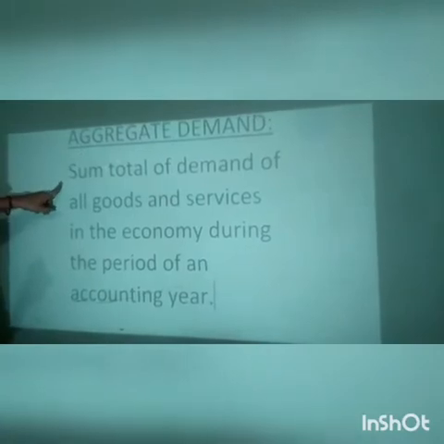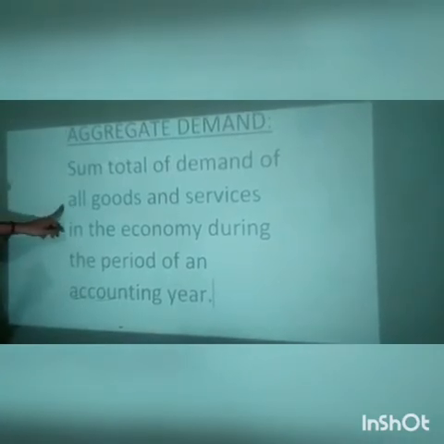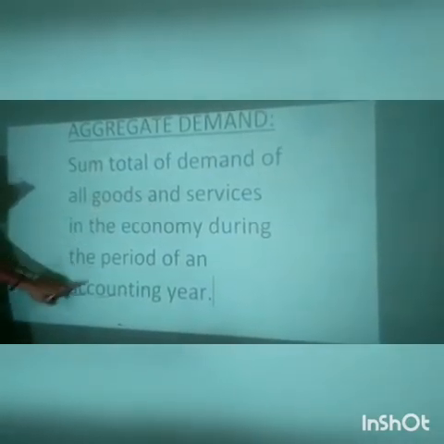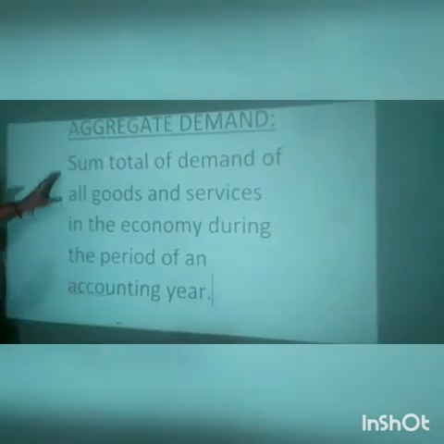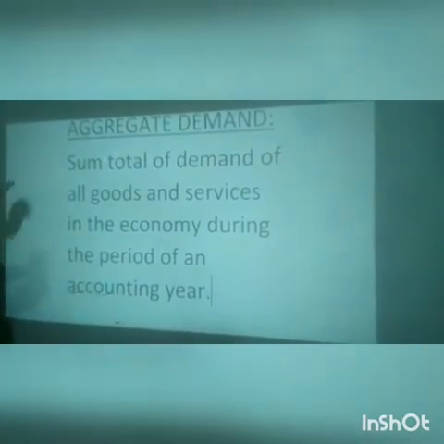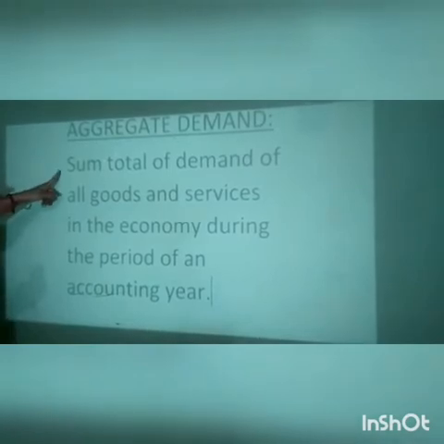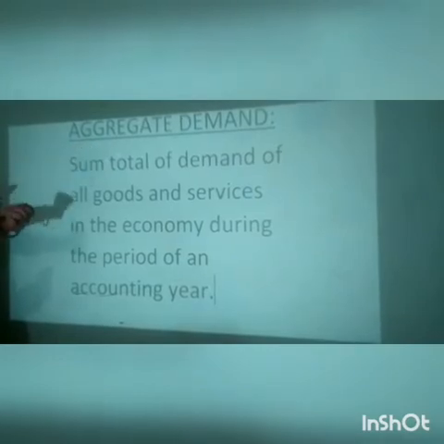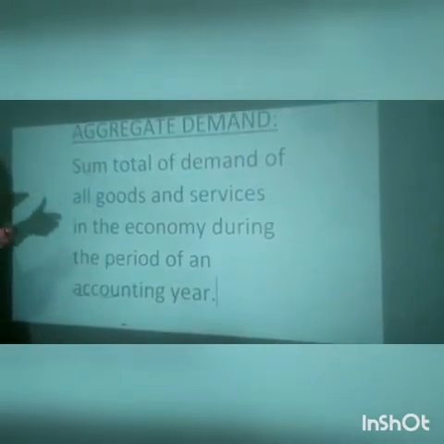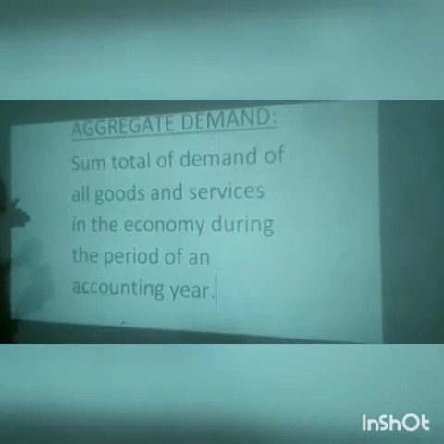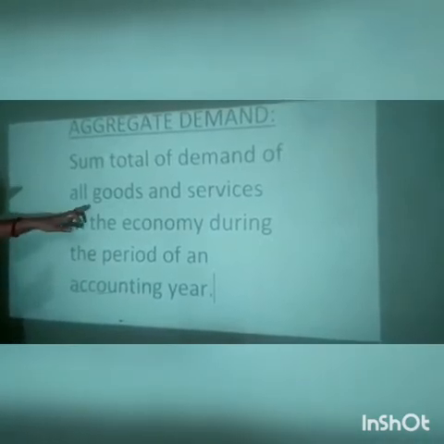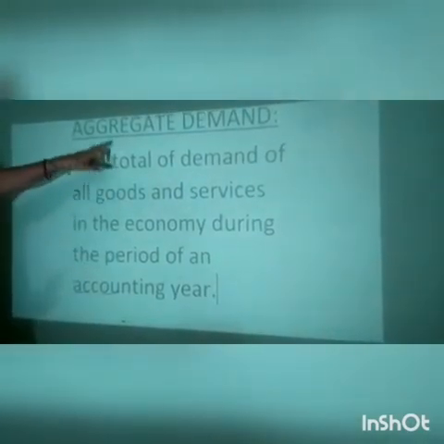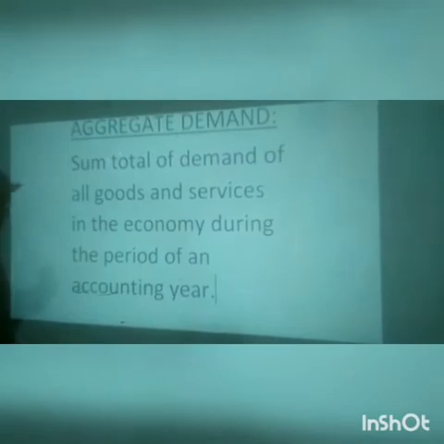Aggregate demand refers to the sum total of demand of all the goods and services in the economy during the period of an accounting year. Means whatever goods and services are produced in the economy, their total demand in the period of an accounting year is termed as aggregate demand. Aggregate refers to the sum total, means total of demand of all the goods and services. Whatever goods and services are produced in the economy, their total amount demand is known as aggregate demand.